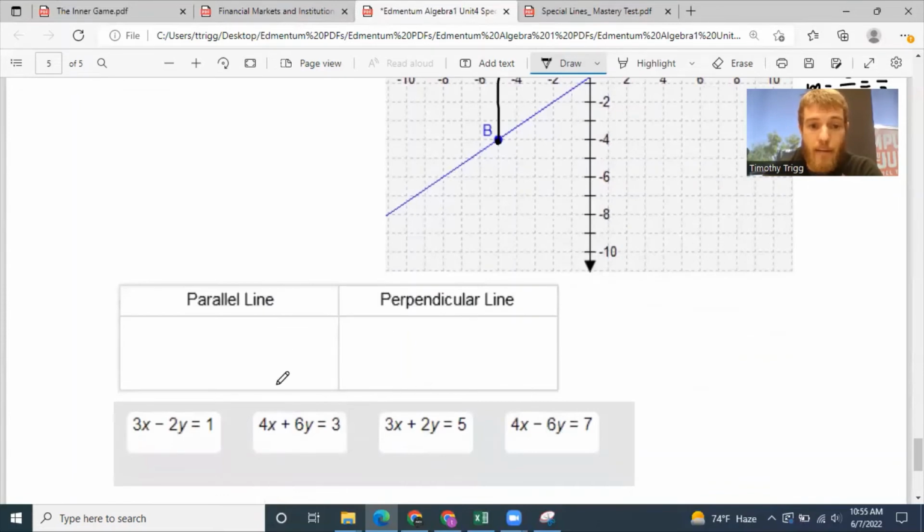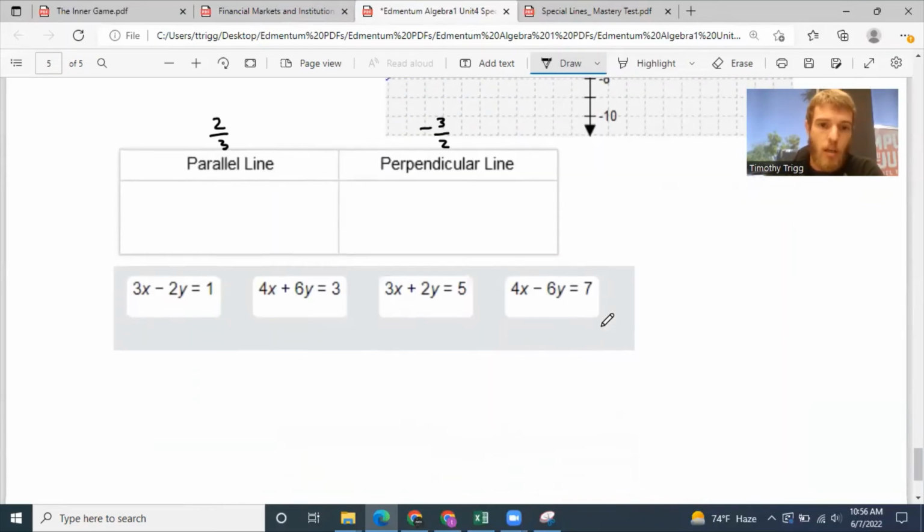So any of these that have a slope of 2/3 will be parallel. So for parallel lines, we're looking for a slope of 2/3. For perpendicular lines, we're looking for a slope of -3/2. Notice it's the opposite sign and reciprocal, flipped. So let's figure out which of these would be considered parallel and which ones would be perpendicular. So let's go ahead and find the slope of each of these lines, starting here.